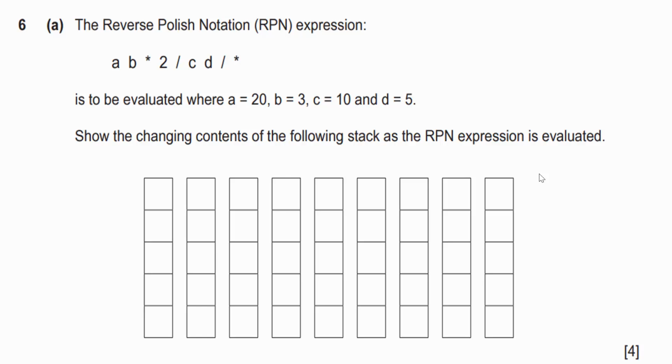All I'm going to do is underneath each stack, I'm going to write the value. What is A? That's the value of 20. I put that under the stack. What about my next item? B. I know B is 3. What about the next item? Well, that's a multiply symbol, the asterisk. I'm going to put all these under the stack. I keep going. I see a 2. I put that underneath. We have the divide symbol. I put that. I have C, which is 10. I have D, which is 5. Then I have another divide symbol and then the asterisk.